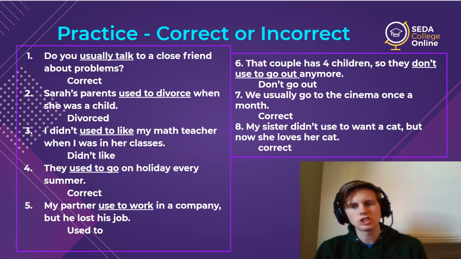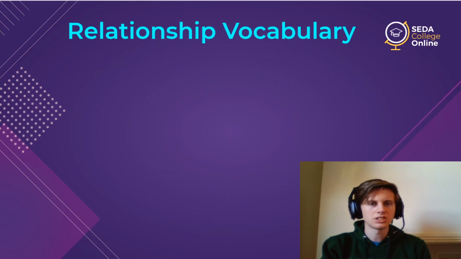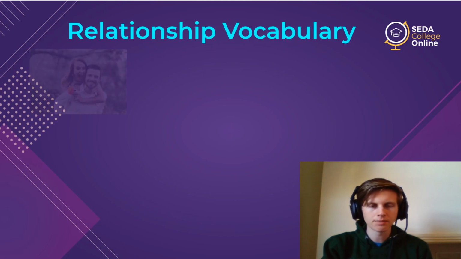We've got the idea she didn't want a cat in the past, but now she has the cat and she loves it. All right, I hope this helped clear any confusion about "used to," "didn't used to," and "usually," because now we're going to go on finally to some relationship vocabulary.